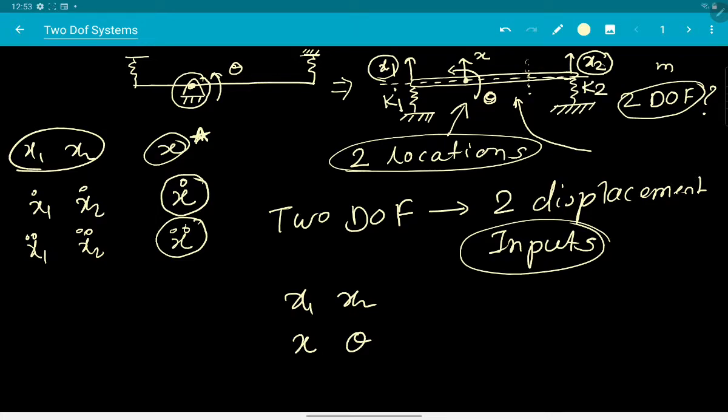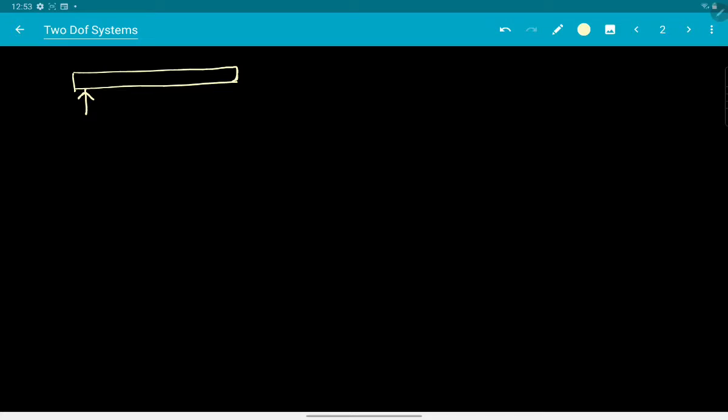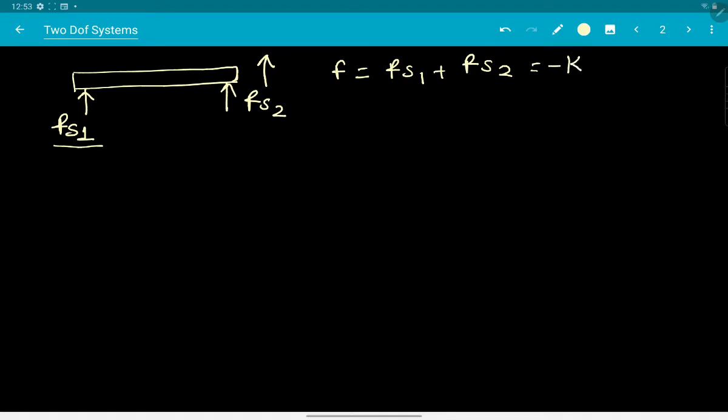Okay, since it is k1 and k2, let me call this the spring force which is coming because of spring 1, and this the spring force which is coming because of spring 2. So the total force in the translational direction on the system will be equal to Fs1 plus Fs2, which will be equal to minus k1 x1 minus k2 x2, since k1 and k2 are the stiffnesses of the two springs.